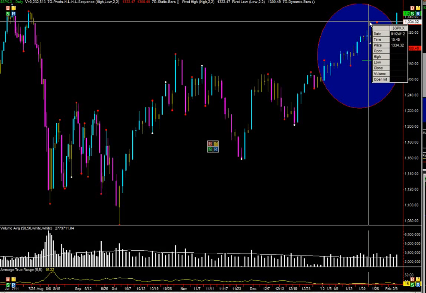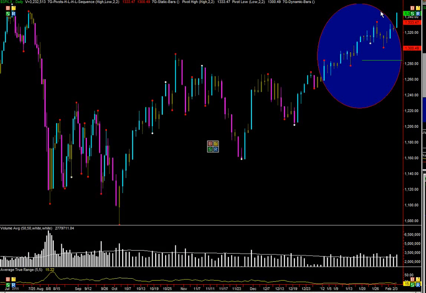I have one dynamic bar that closed above here, and once I get one more dynamic bar that closed above it, that is one of the most basic ways that I classify my SMTM higher high. So then my momentum line would be moved.